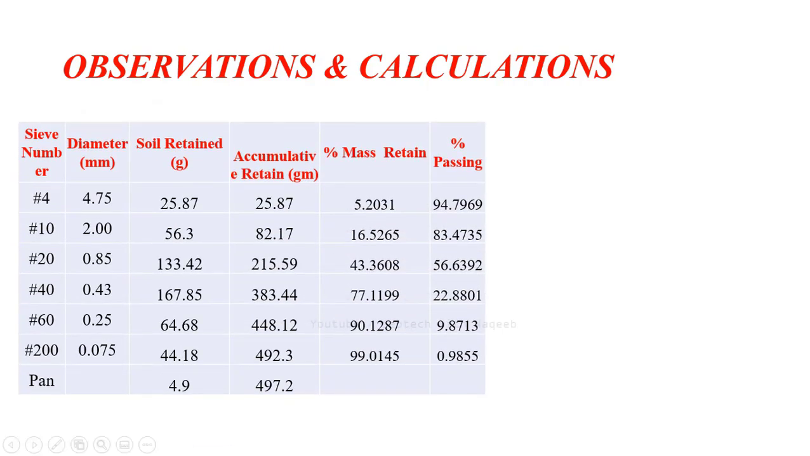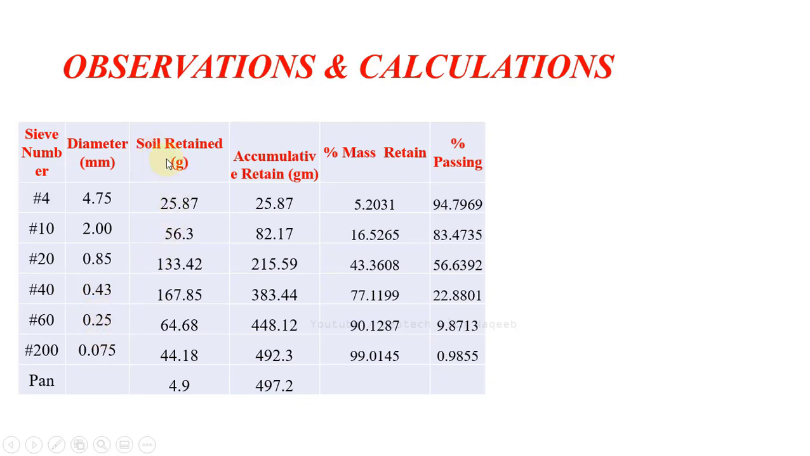Let's see the same thing. I have already discussed in one of my videos how we can perform the calculations of sieve analysis. So here you can see one example that we will discuss. These are sieve numbers 4, 10, 20, 40, 60 and 200, and these are the sizes in millimeters against each sieve number: 4.75 mm for number 4, 2 mm for number 10, and so on.